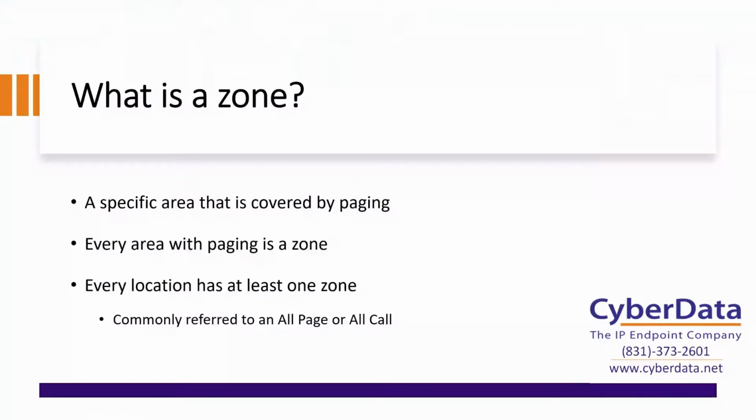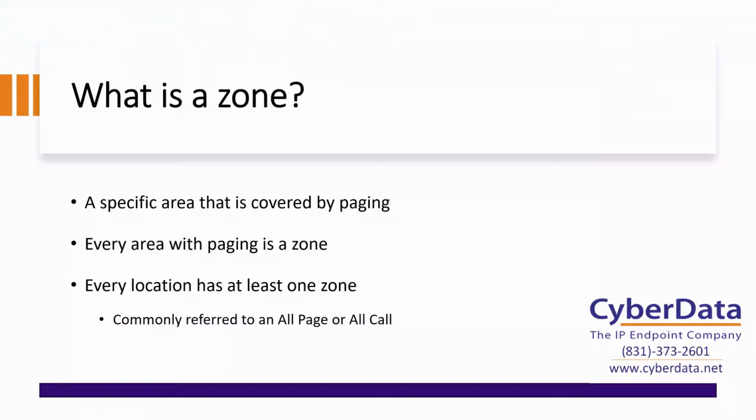Before we get into that, we really need to understand what a zone is, so that we can better understand the context of how to page in a zoning environment. A zone is just a specific area that's going to be covered by a paging system. You can think of it as a specific general area that you would like to contain the pages in.